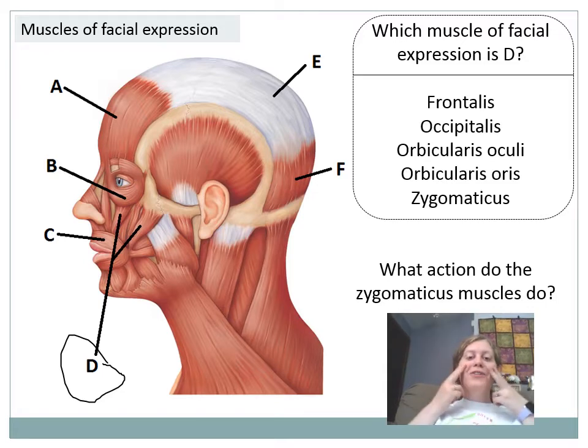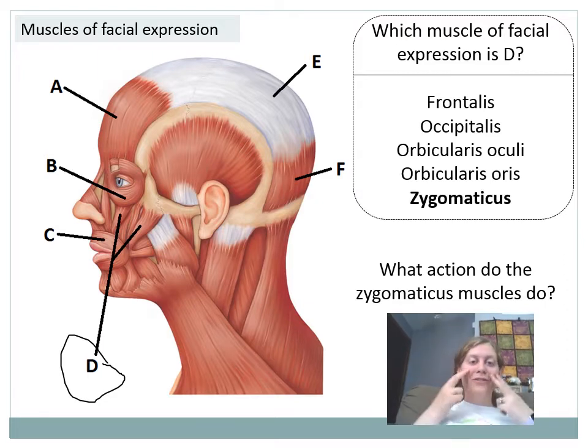So if you look at muscle D, it's right around in here, and that is right on your cheekbones. So those are your cheekbones. If you remember, your cheekbones are called your zygomatic bones. So the muscles that are atop your cheekbones are going to be the zygomaticus muscles. So these are your zygomaticus muscles. So go ahead and take your fingers, put them on the zygomaticus muscles, and do some actions.